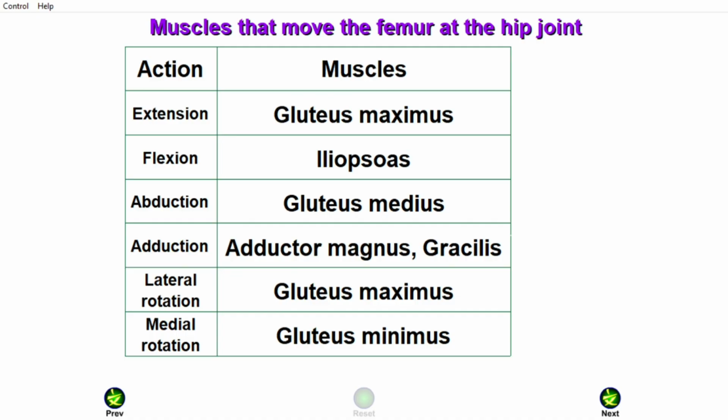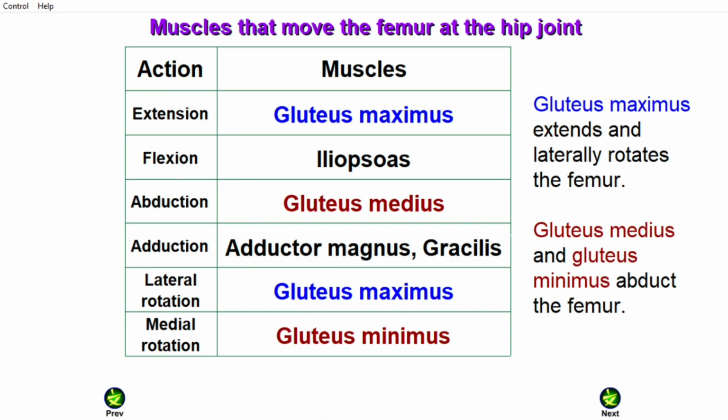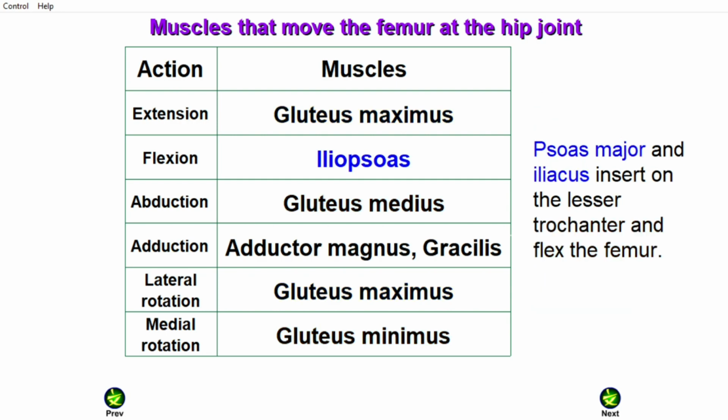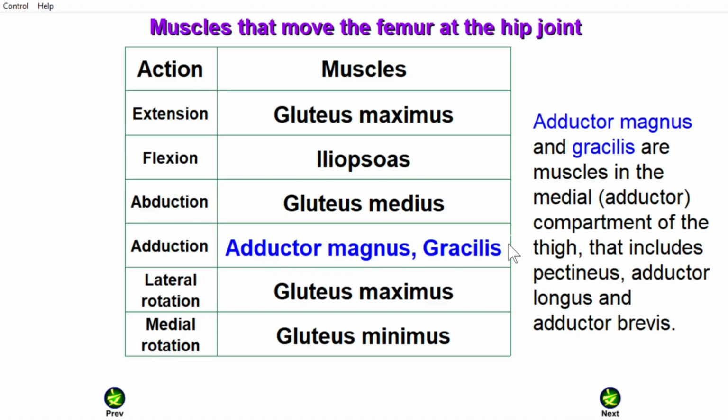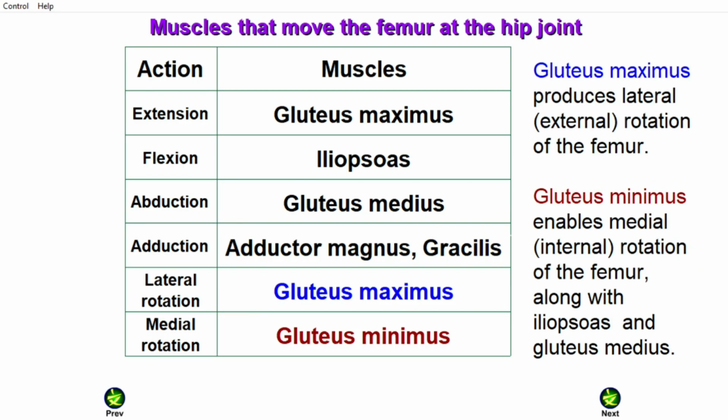Gluteus maximus produces extension, iliopsoas produces flexion, abduction is by gluteus medius, and adduction is by adductor magnus, for example, and gracilis. The lateral rotation of the femur is by gluteus maximus, and medial rotation is by gluteus minimus, which is way in front of gluteus medius and gluteus maximus. Now, the psoas major and iliacus are part of the common iliopsoas tendon that inserts onto the lesser trochanter. Adductor magnus and gracilis are actually examples of muscles in the medial compartment of the thigh.